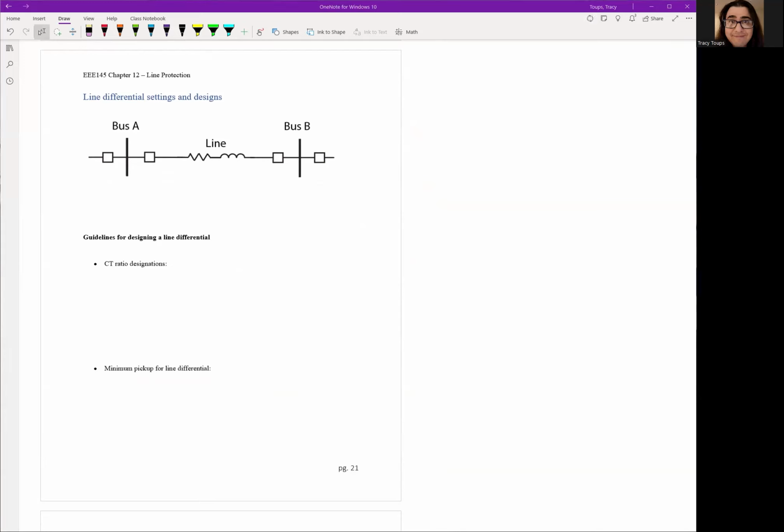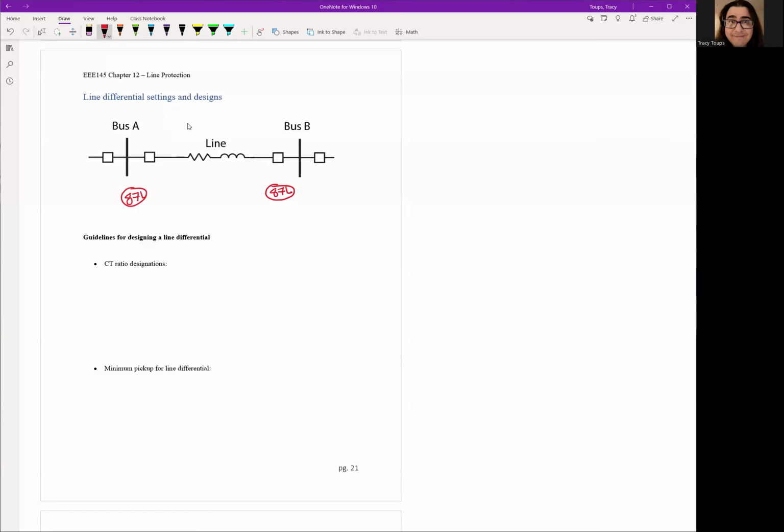Okay, so now that we understand the basics and how it operates, let's start talking about designing it. What are the things we need to figure out to design and then construct it? Well, the first thing is we know we have an 87 relay on both ends. So we need an 87 relay at bus A and an 87 relay at bus B. Anytime you do line differentials, you must purchase two separate relays.